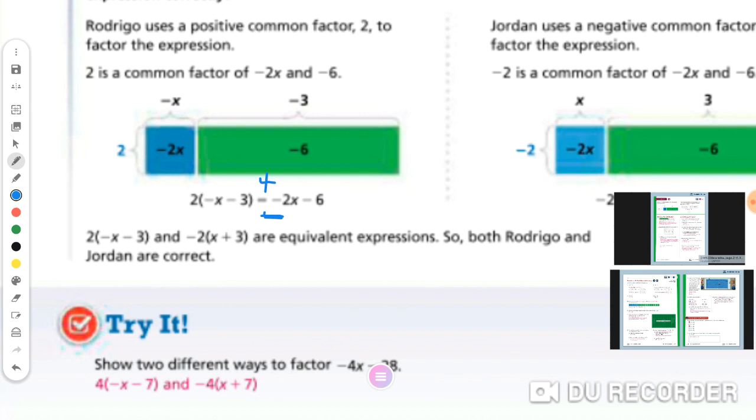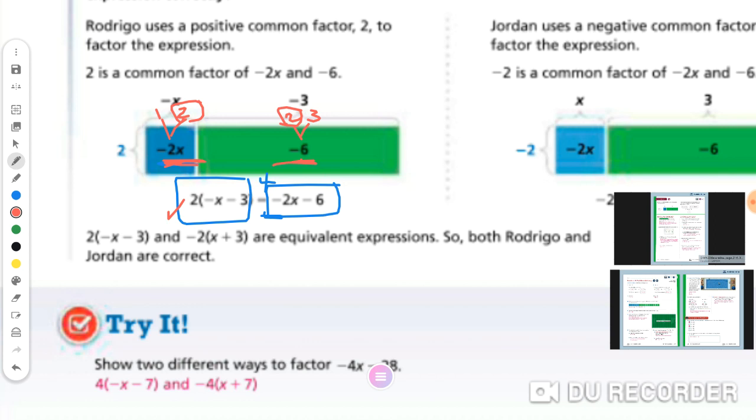And then 2 is common between them. We take two terms, first term, second term. Okay? 2 multiplied by negative x minus 3. Actually, I have here negative 2x minus 6. And we can take out the factor of 2. What are the factors of 2? 1 multiply 2. Factors of 6? 2 multiply 3. What is the common factor? It's 2. Take 2 out.